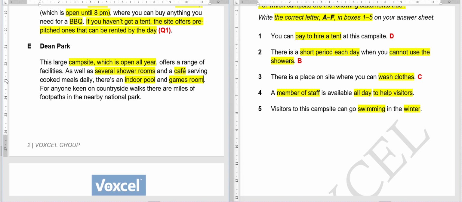For anyone keen on countryside walks, there are miles of footpaths in the nearby national park. So if you want to go for a walk, there are miles of footpaths in the nearby national park, so you can go for a walk there as well. So now you have around 10 seconds and the time starts now.